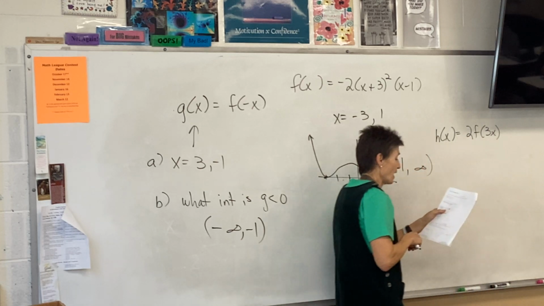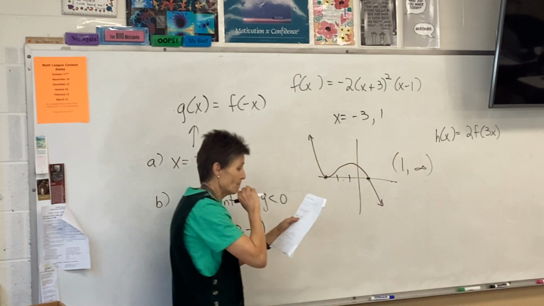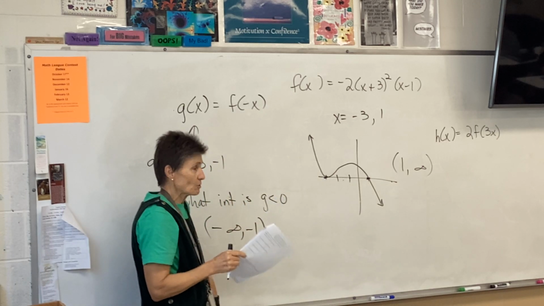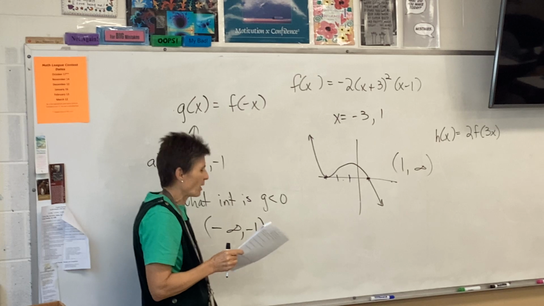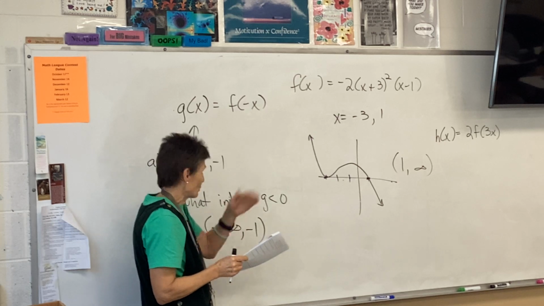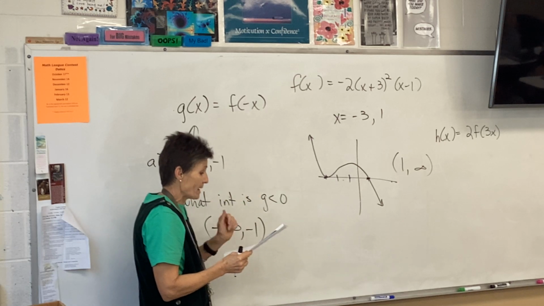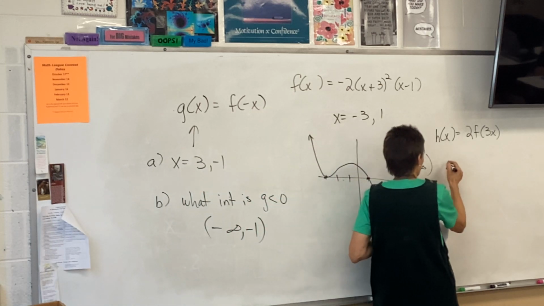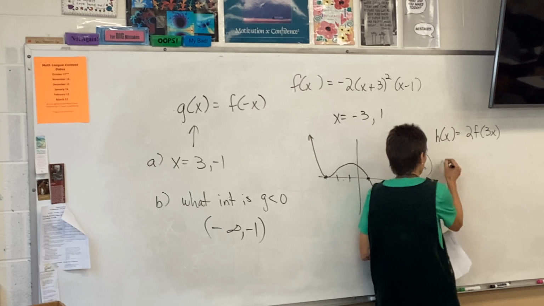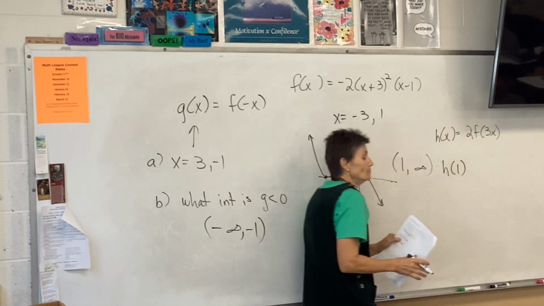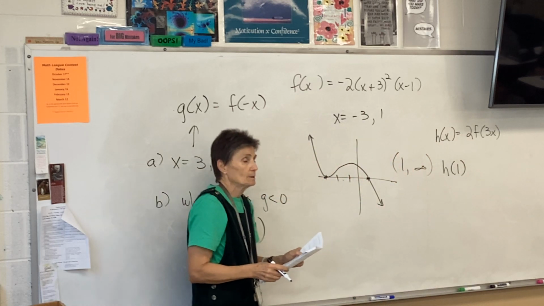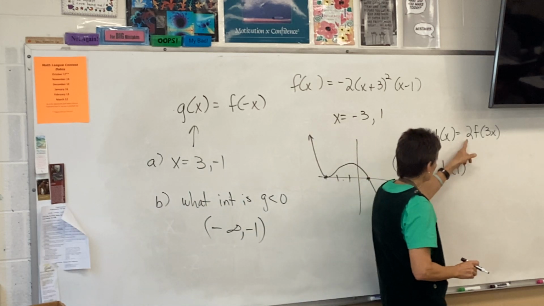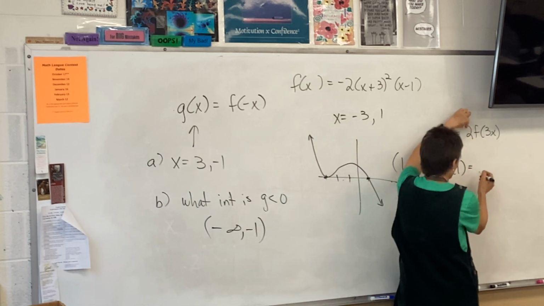Take off the +5. We're just doing this: 2f of 3x. These are changes that Mr. Passwater made, so I'm confident they're good changes. So 2f of 3x. Now, we want to find h of 1. All right? So if we want to find h of 1, what's it going to equal?